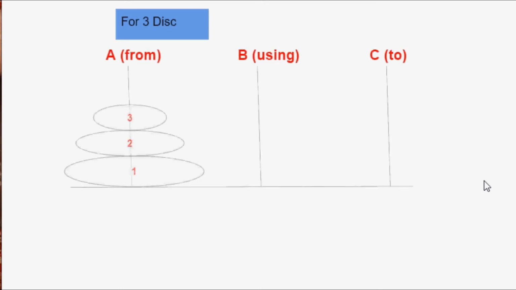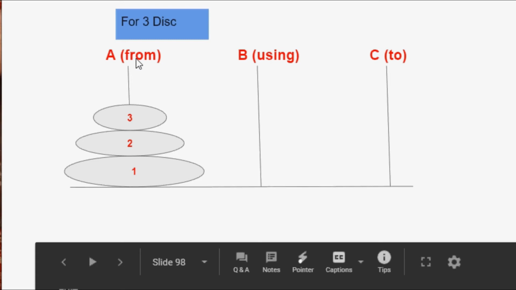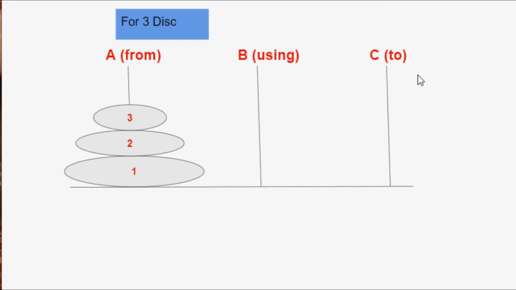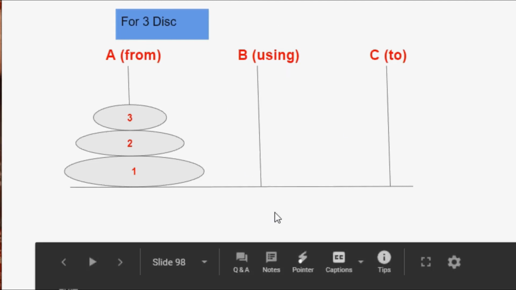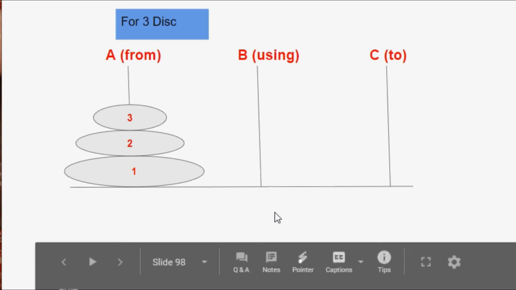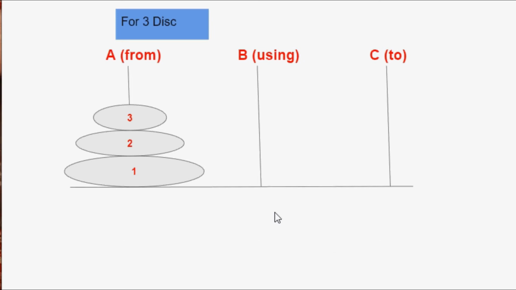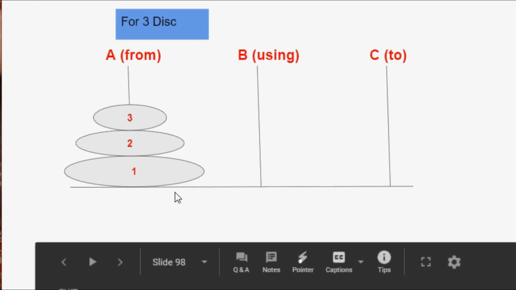Again we have three tars, that is tar A, tar B and tar C. Tar A is our source tar, that is from where we are going to make the transfers. Tar C is the destination tar, that is where we are actually moving our disks. And tar B is the auxiliary tar, or temporary tar, with the help of which we are making those transfers. In order to avoid confusion, I have given a name to each and every disk. We have three disks and I have named them as disk number 1, 2 and 3.